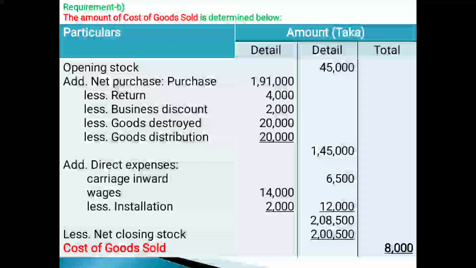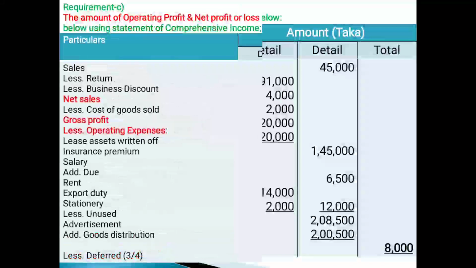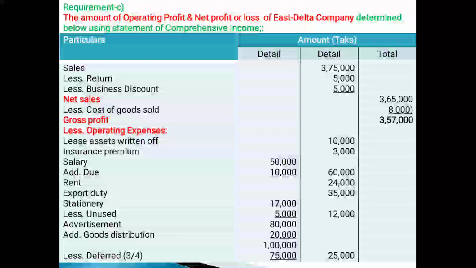Dear learners, I think you have written in your accounting practice copy. This is a very important and essential requirement at all times, at all levels of financial statements in a manufacturing company or manufacturing concern. Now we can go for the solution of requirement C. The amount of operating profit and net profit or loss is determined below using the statement of comprehensive income.